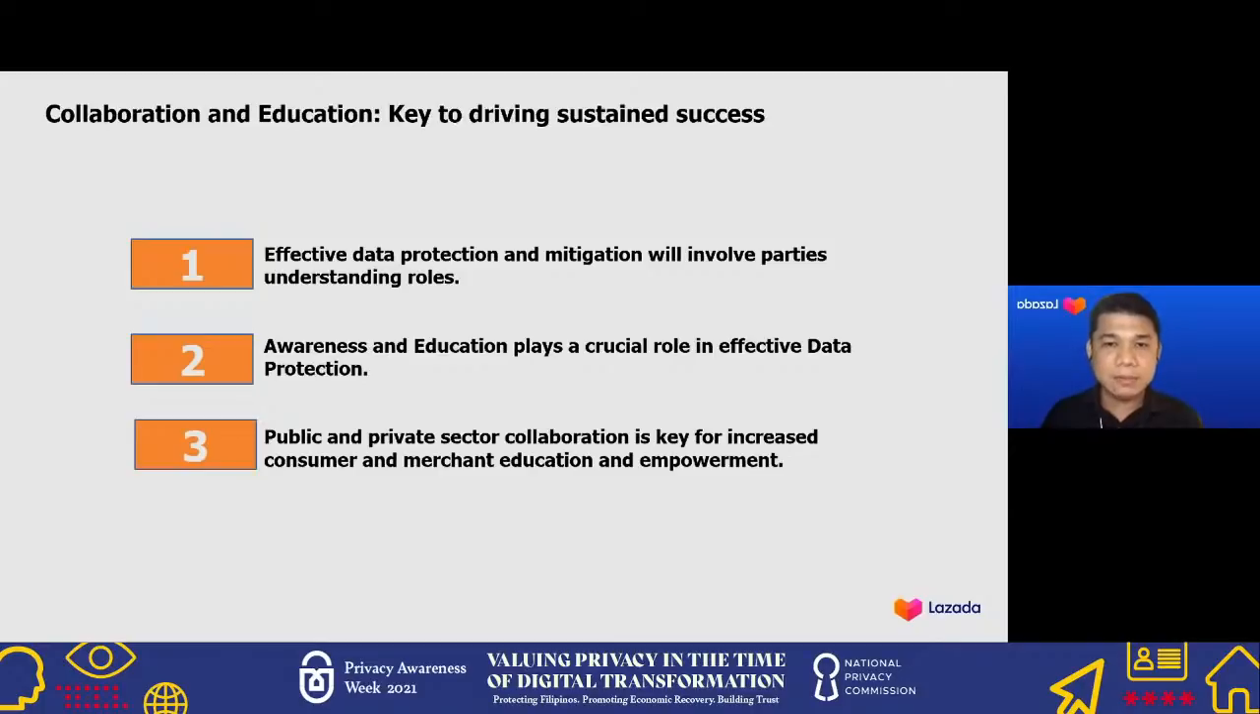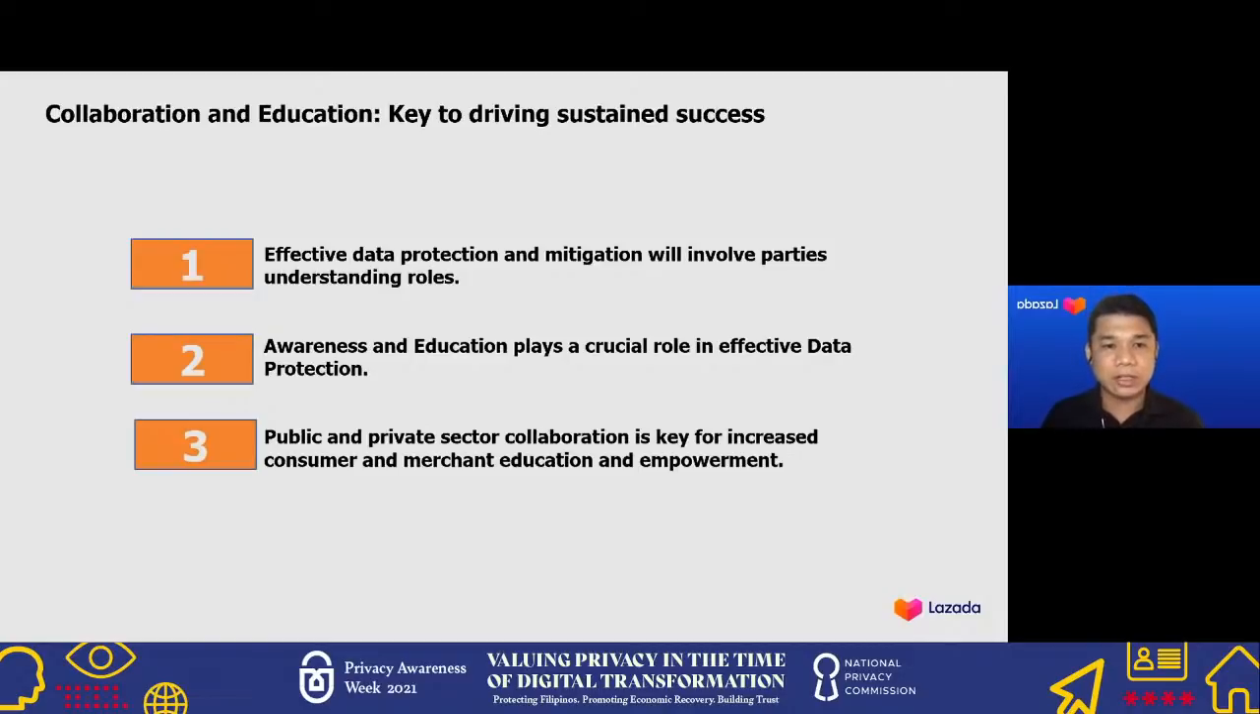In fact, over the times that we were implementing our programs, not just on data privacy, but on the other programs that we have, collaborating with our regulatory partners as well as with our sellers and customers have been vital to us. Such that with collaboration and education, we're able to effectively manage data protection and mitigate properly, involving parties understanding the roles.